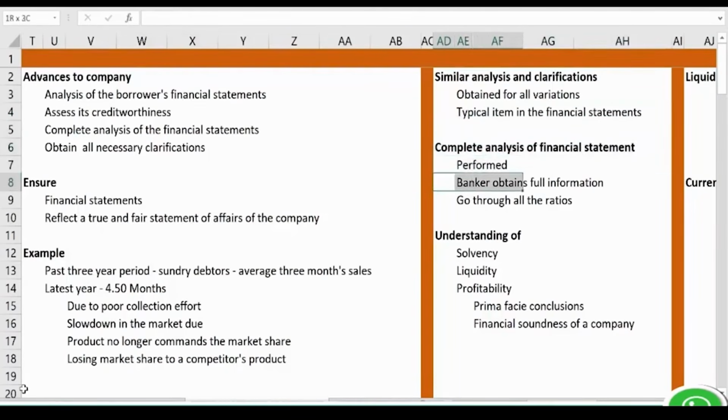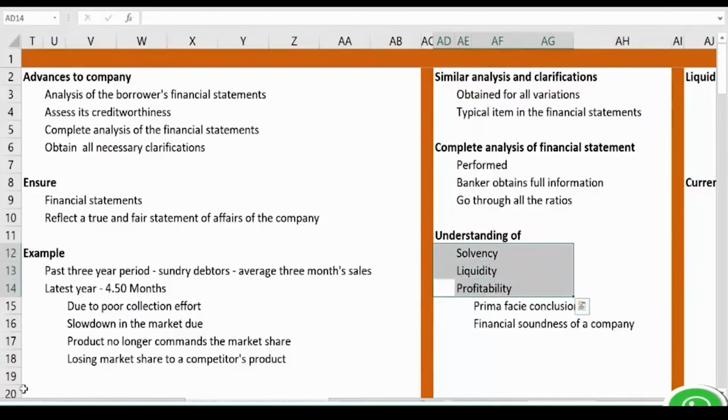Bankers should get full information, and when they go through all the ratios, automatically they get enough hints and cues so that they can obtain full information and take a better decision. Okay, so with regard to companies, or not only companies, all borrowers, understanding three elements is very important: solvency of the borrower, liquidity of the borrower, and profitability of the borrower.